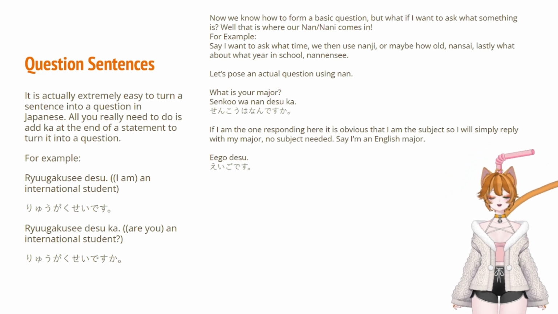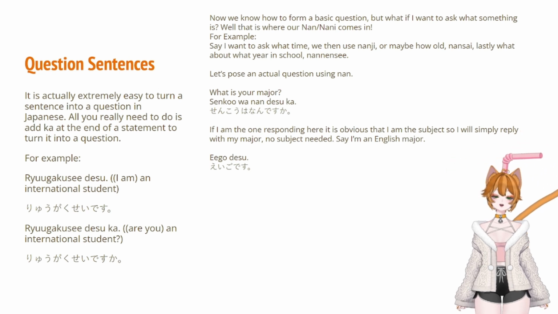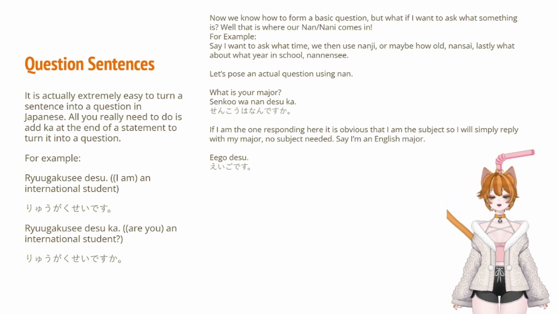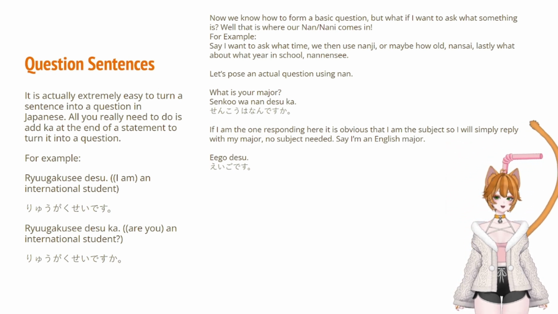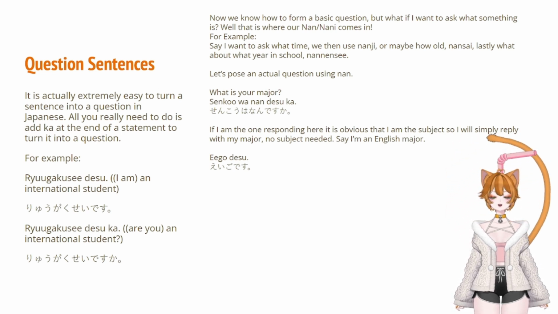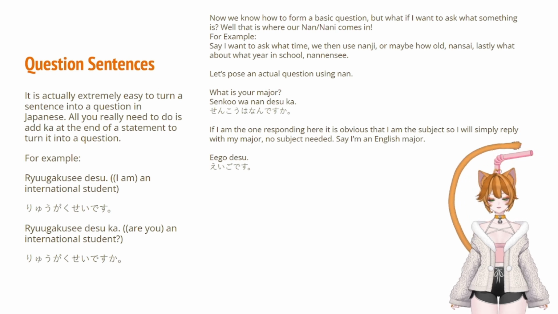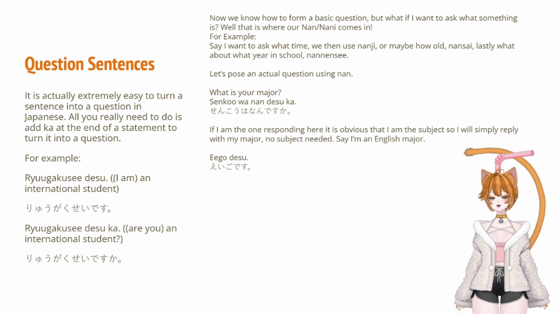So let's pose an actual question using nan. Senko wa nan desu ka? If I am the one responding here, it is obvious that I am the subject, so I will simply reply with my major. No subject needed. So say I'm an English major. I say, eigo desu. They know that I'm a major of English. You don't have to say, senko wa eigo desu. They know that you're already talking about you.